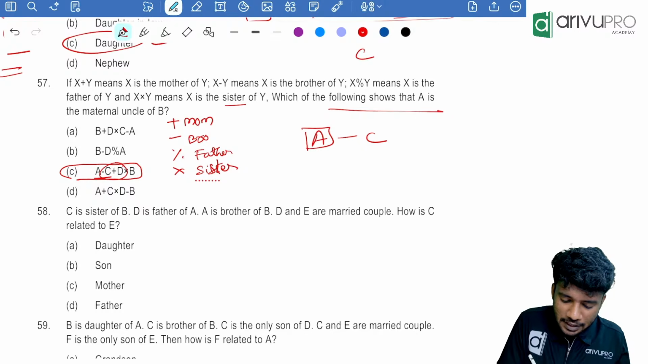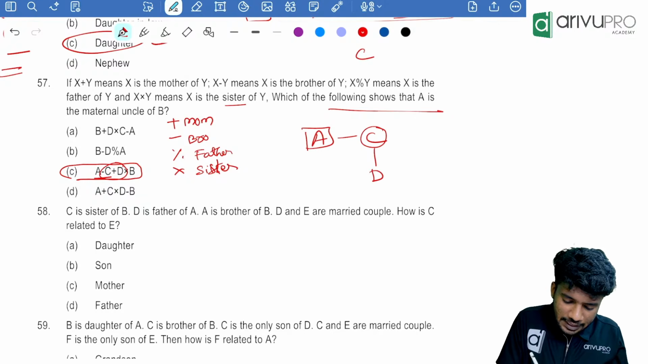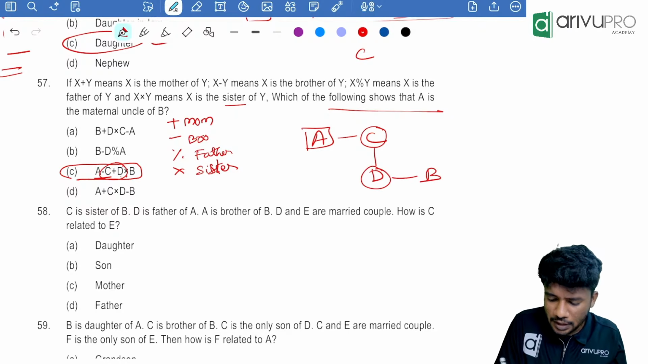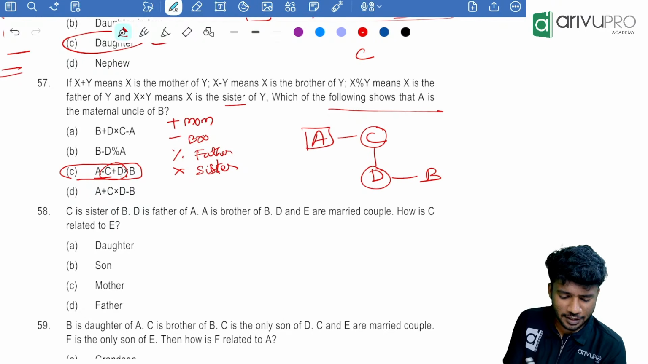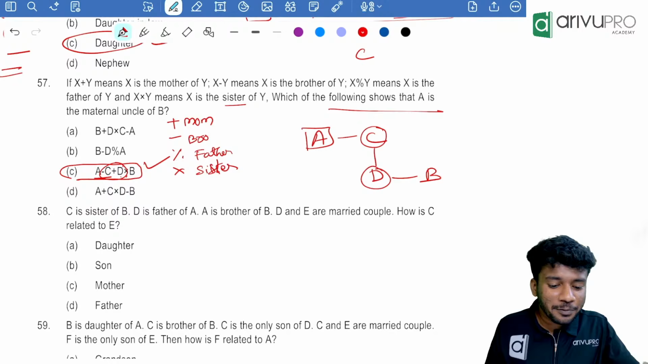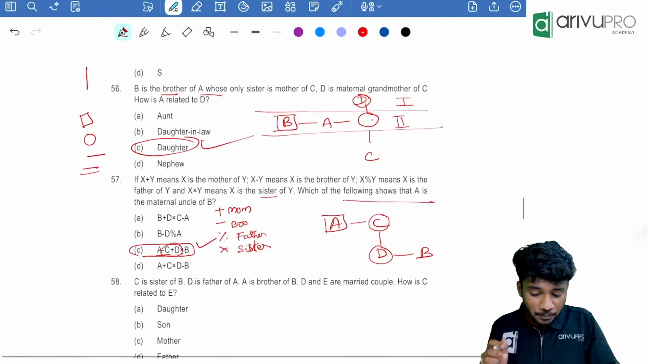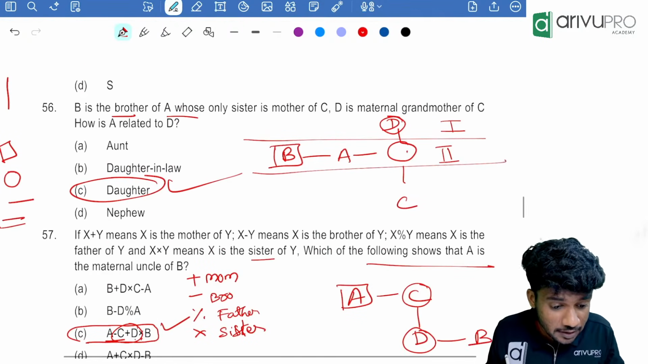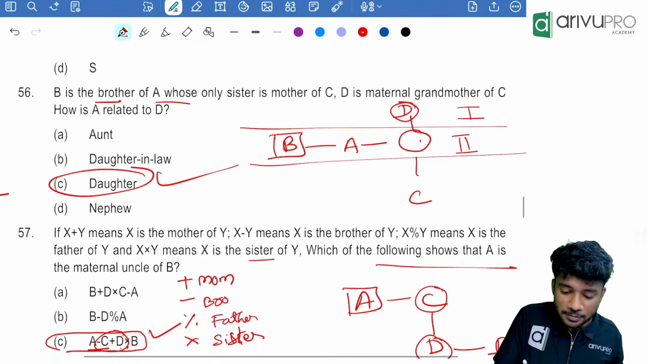Then C plus D. C plus D means C is the mother of D. Then D into B. D is the sister of B. Looking at that, here it is correct. It is the maternal uncle. In which option? Option C. Directly I got it. I hope that you got it. Next one. Previous question, one person is asking. Yes, Harini, I can repeat it for you. It's not a trouble.